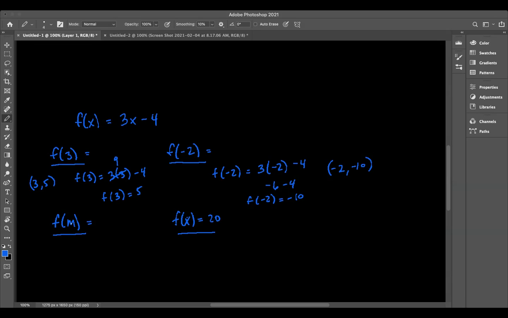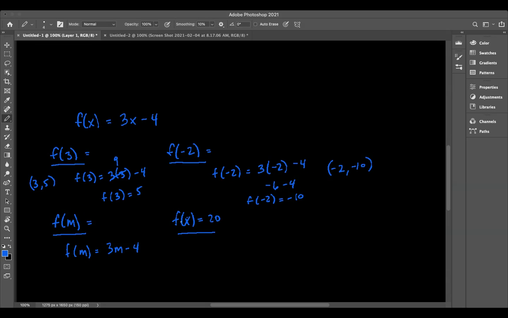Okay, the next one, f of m. Okay, wait a minute, there's an m. What happens in that situation? Okay, so we have f of m. What do I do with that? That's easy. I just plug in, instead of an x, I plug in m. We have 3m minus 4, and that's it. That's the question. That's the answer. That's all you have to do.